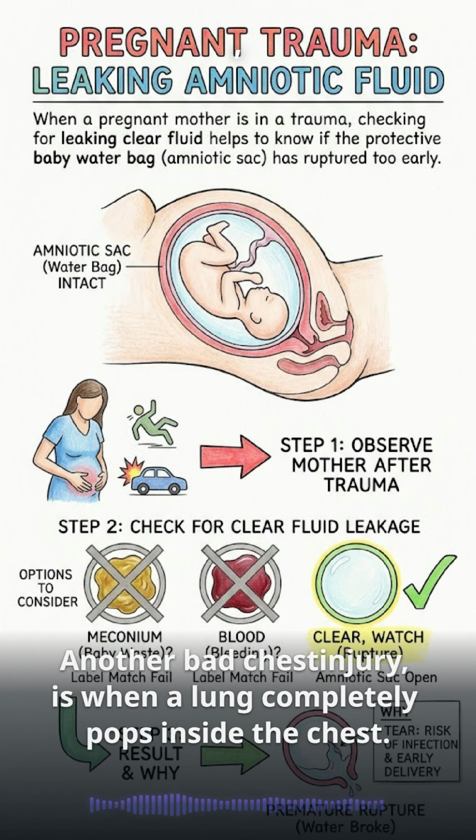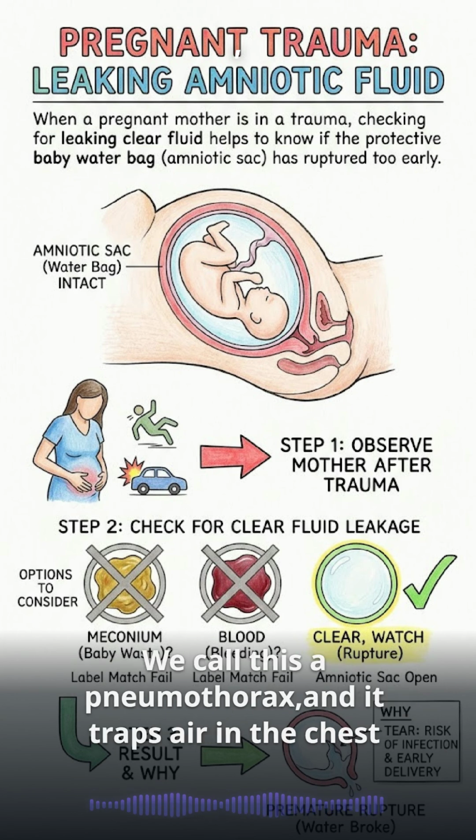Another bad chest injury is when a lung completely pops inside the chest. We call this a pneumothorax, and it traps air in the chest space. The trapped air pushes hard against the good lung and the beating heart.